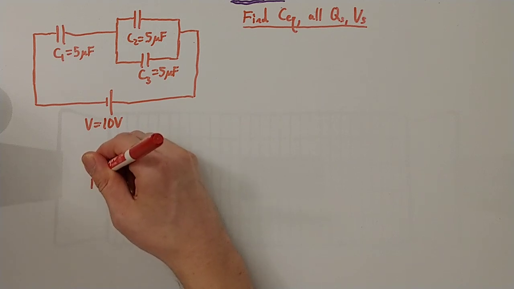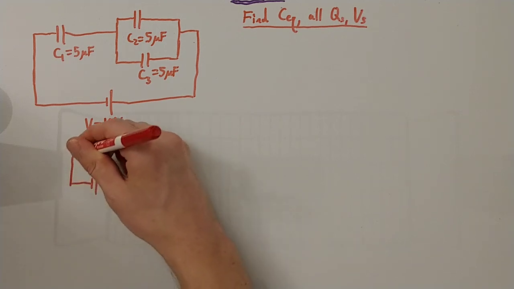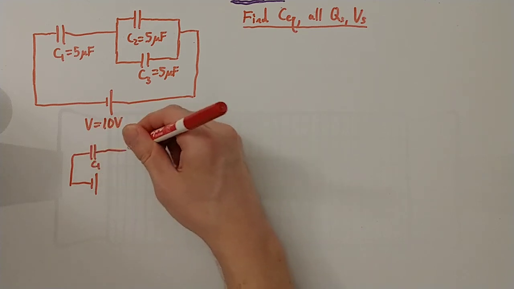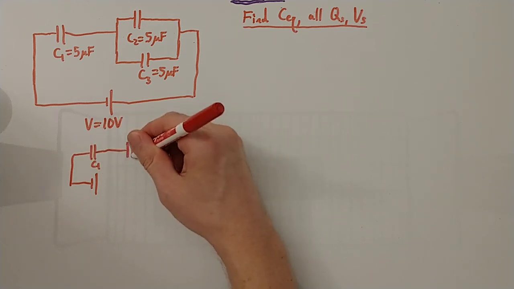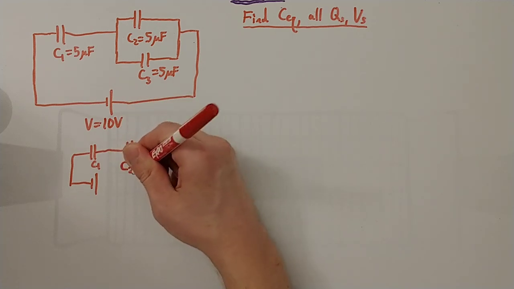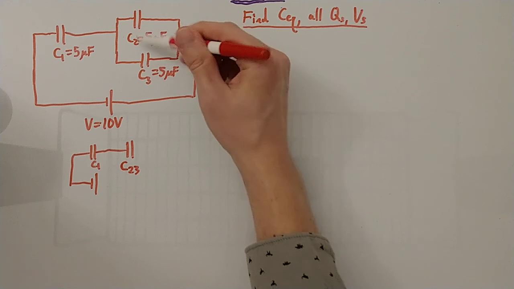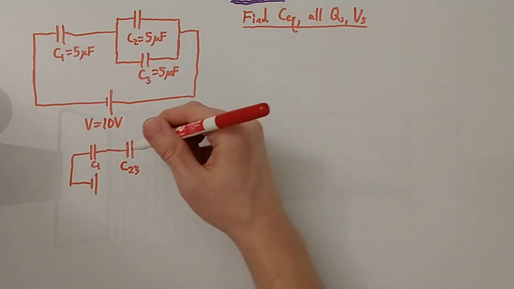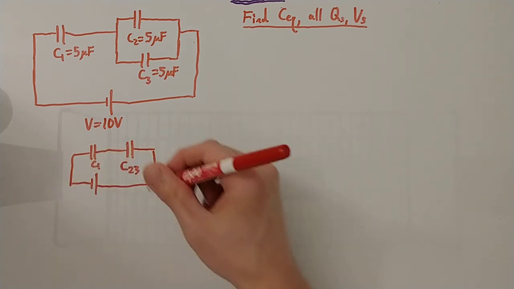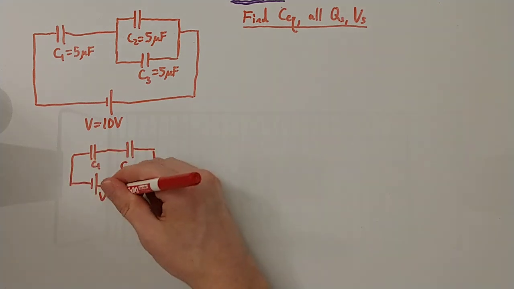If I did that, I would end up with a circuit that looks like this. It would have a power supply in it, and then a capacitor C1, and then we'd move along, and now we'd have a new capacitor, which I would call capacitor 2,3, because it's the combined or equivalent capacitance of 2 and 3. This would be an equivalent circuit.